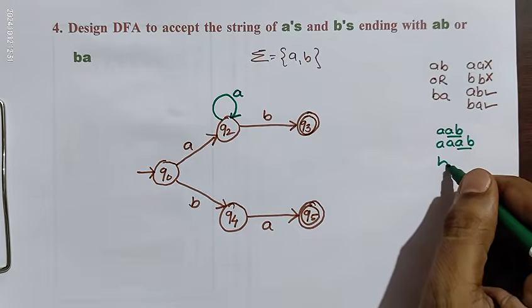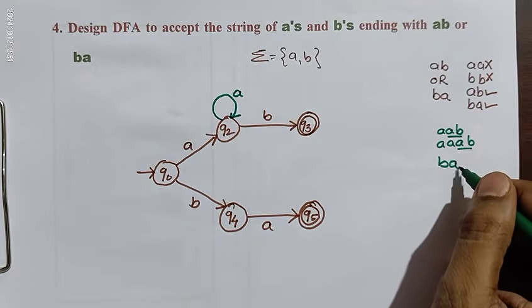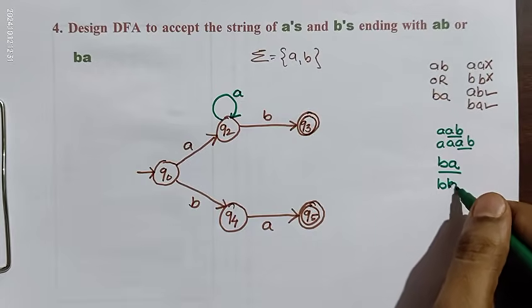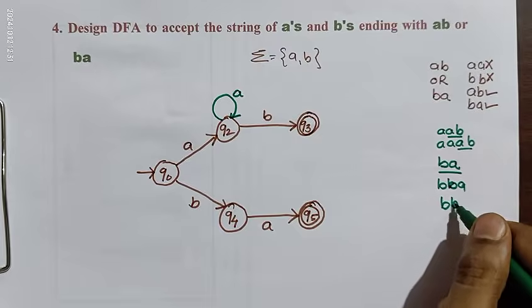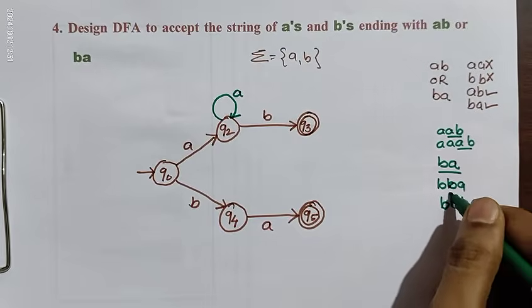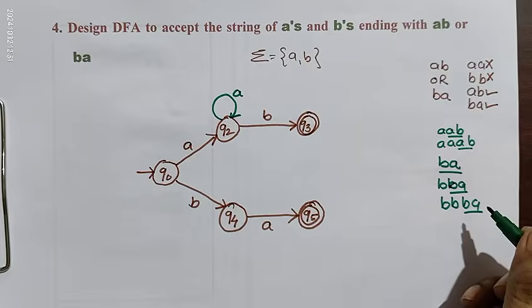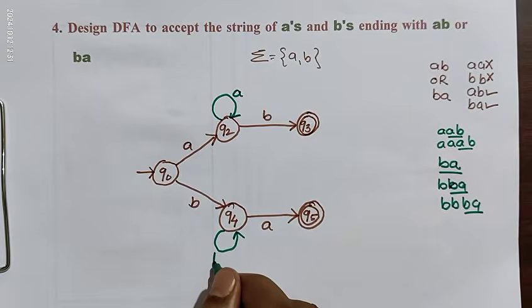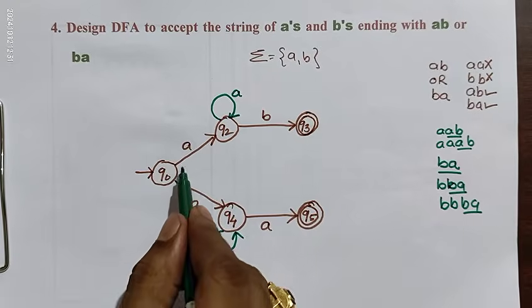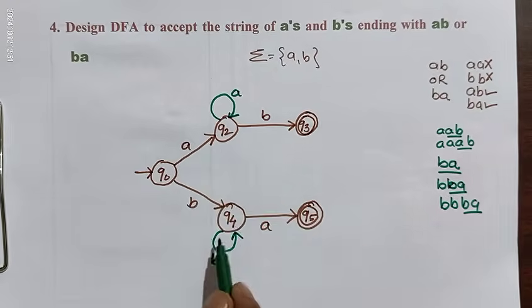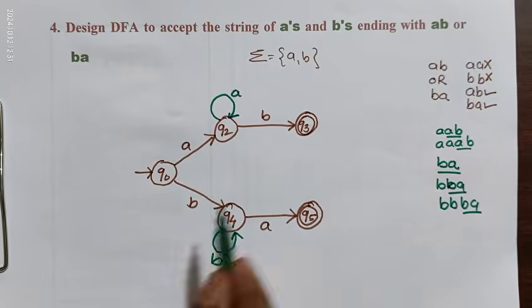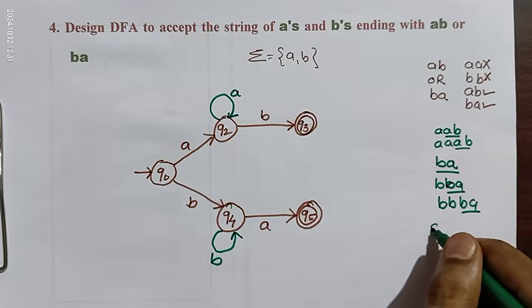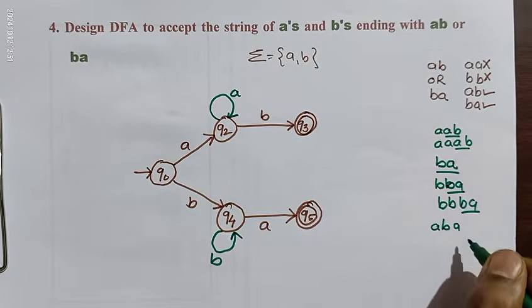Similarly, we can take B, A. This is BA. Before this BA, we can take B, B, A, which means before this BA there are 1 or more than 1 B's. This is B, a self loop on Q4 on B. From Q0 two transitions, from Q2 two transitions, from Q4 two transitions, and from Q3 and Q5 you can take two transitions.